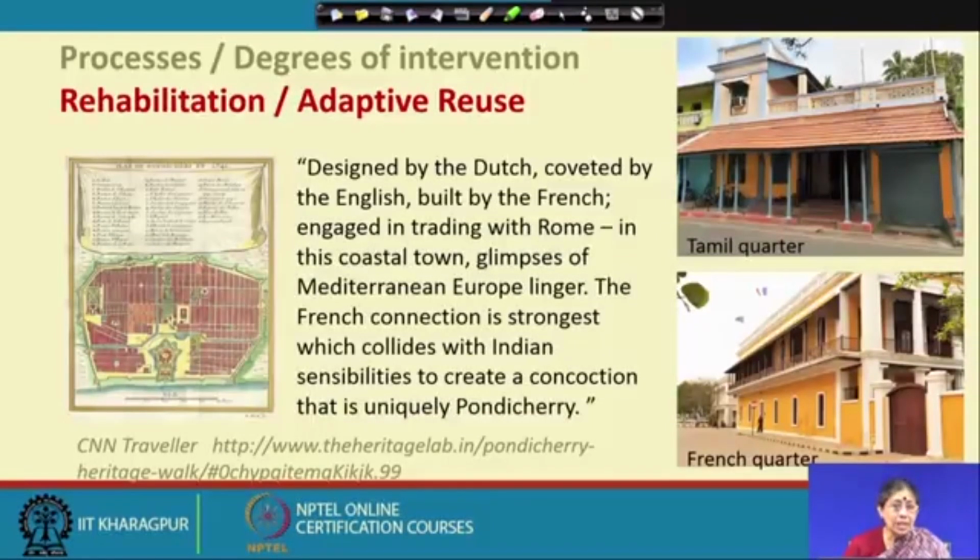So, we must understand these sensibilities, keeping the values of the local community, and keeping in mind that it should not interfere with the daily life of the local people. These things are there, and it can turn out to be a very unique experience, and this is what we call the adaptive reuse of a structure, a part of a city, or a group of structures.